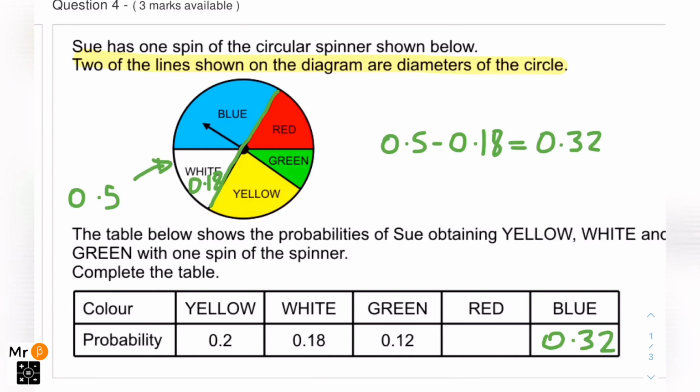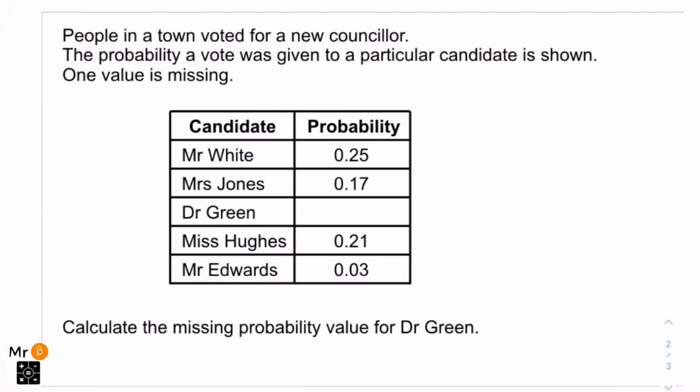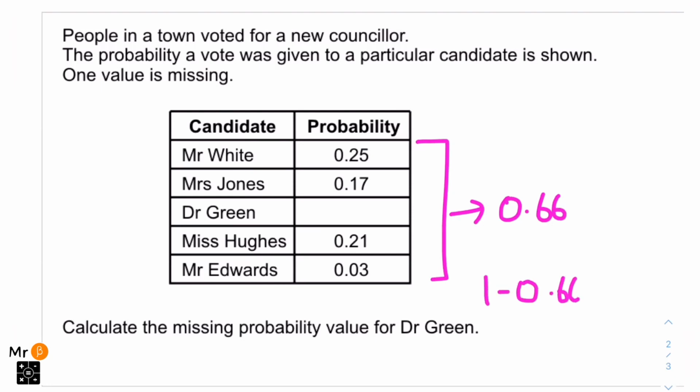If we do exactly the same but for red, we again know that this line is a diameter, so the blue and red probability must add up to 0.5. So if we do 0.5, subtract the probability of blue, it will give us our answer for red, which is 0.18. Our fifth question, again, we've got to sum up our 4 probabilities which they've given us, which is a total of 0.66. If we then do 1, subtract that answer, we will get our answer of 0.34.